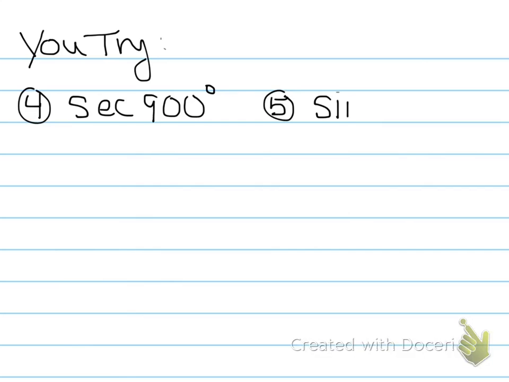Why don't you try number 4, which is the secant of 900 degrees, and number 5, which is the sine of negative 150 degrees. Go ahead, pause the video, and then answer these 2 questions and come back and keep checking. Let's go over the answers. Secant of 900 degrees. Well, I'm going to subtract 360 as many times as I need to get to a number between 0 and 360 to find the least positive coterminal angle.